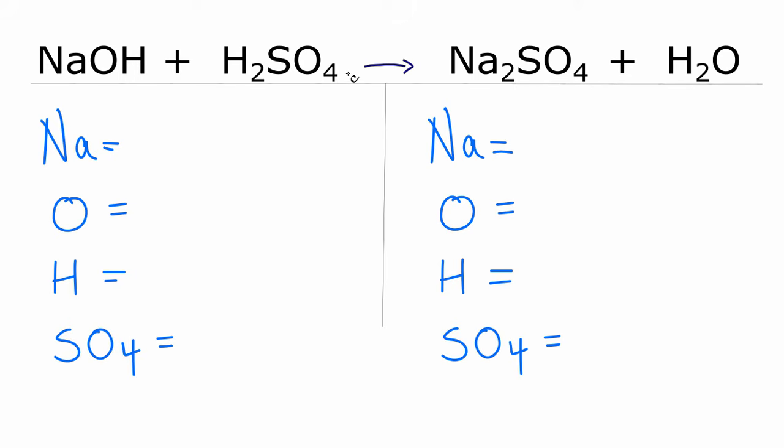So if you have an SO4, one of these polyatomic ions like the sulfate ion, on both sides, it's very helpful just to put it down as one thing. That can really simplify balancing. Let's see how that works.